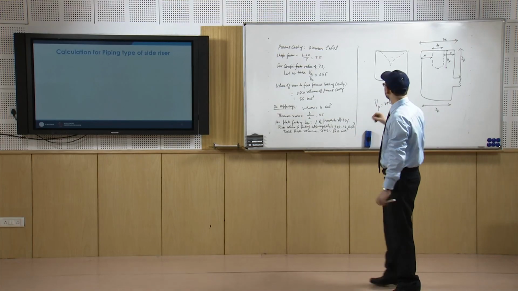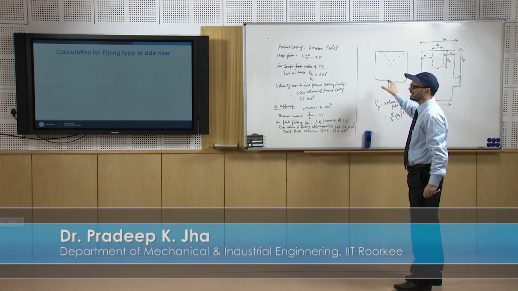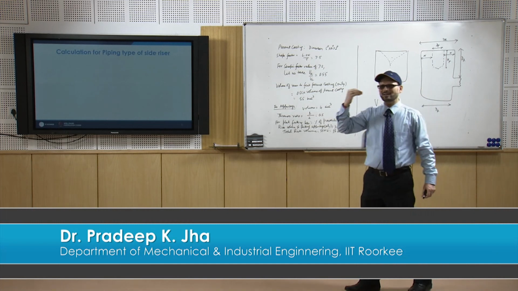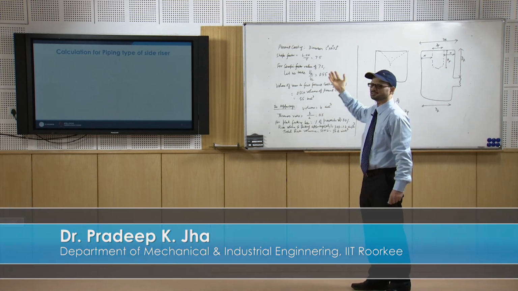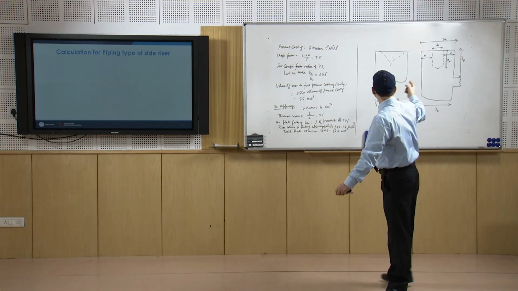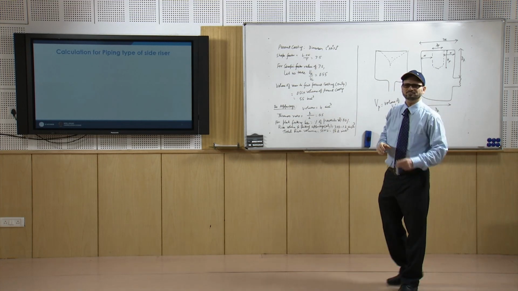So, we have understood how to calculate these riser sizes by the conventional methods. We have discussed the 3 methods and also the piping type of riser. Thank you.